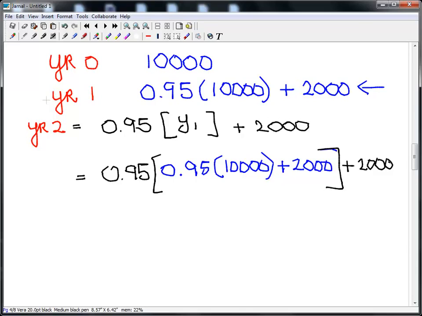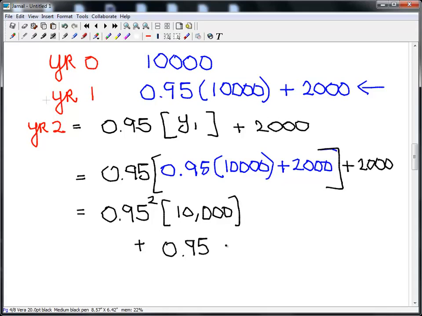Okay, let's work that out a bit. I'll keep this in black again. So this is 0.95 squared by 10,000 plus 0.95 by 2,000 plus 2,000.